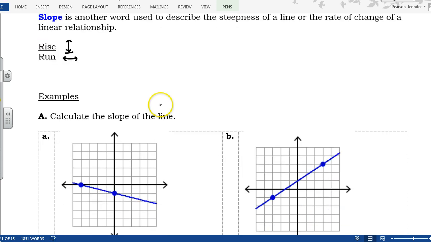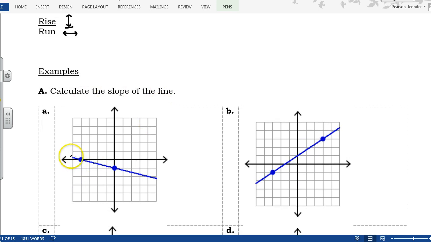So looking at my first example here, I see a line, and if I want to know its rate of change, I can see the vertical change here and the horizontal change here. So that basically goes down 1, and then it goes over 4. So my slope in this case would be -1 divided by 4, which I can leave in fraction form, or if I wanted it in decimal form, that's -0.25.